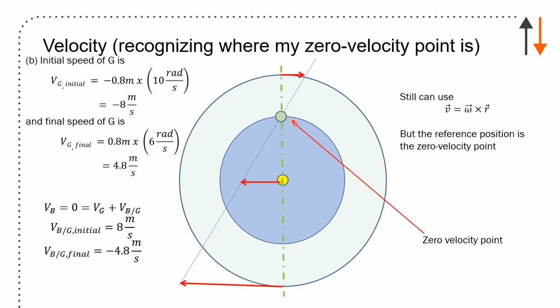And so it has to be referenced with respect to that zero velocity. And the final velocity of G is given as 6 rads per second, and that ends up being 4.8 meters per second. This is based on using the recommended axes. Velocity of B in all cases is 0, and if you calculate velocity of G initial and velocity of G final, you get 8 and minus 4.8 in order to cancel out G's velocity at that point.